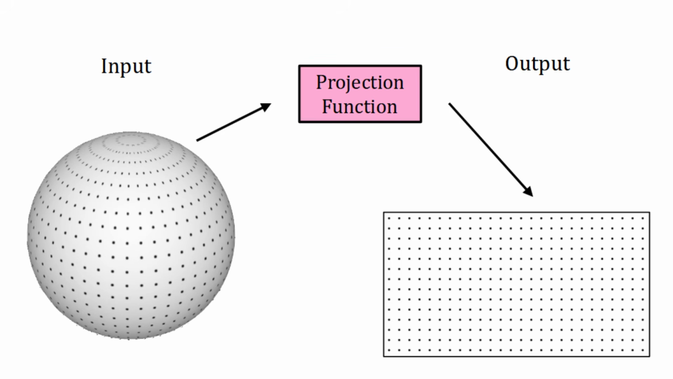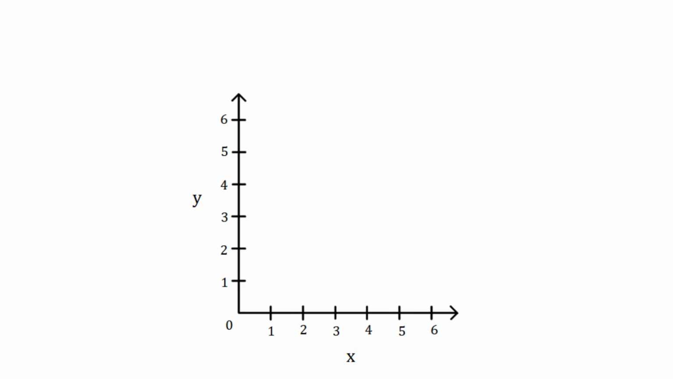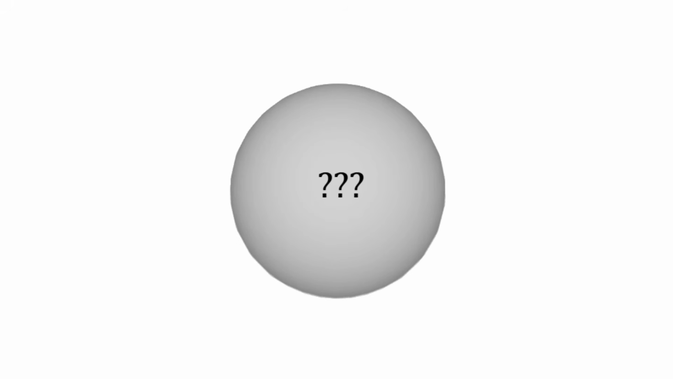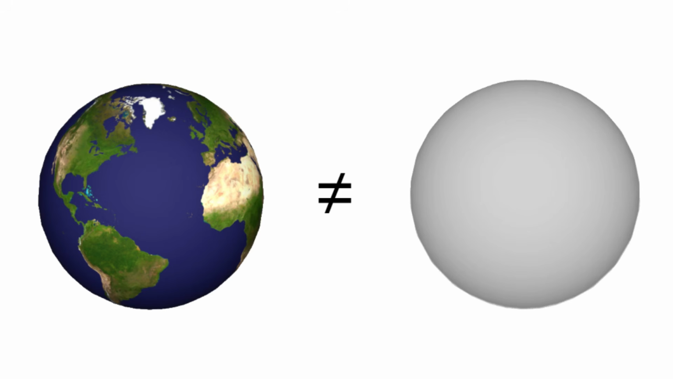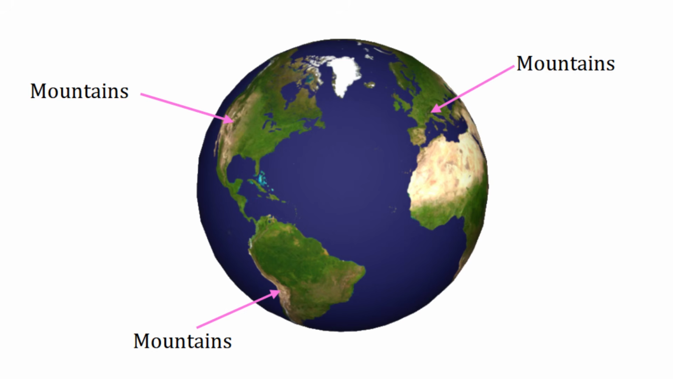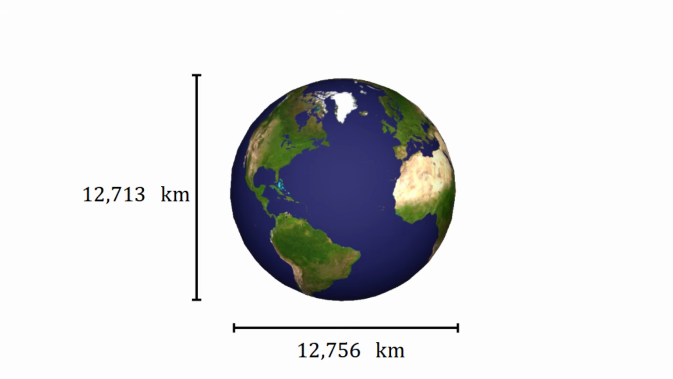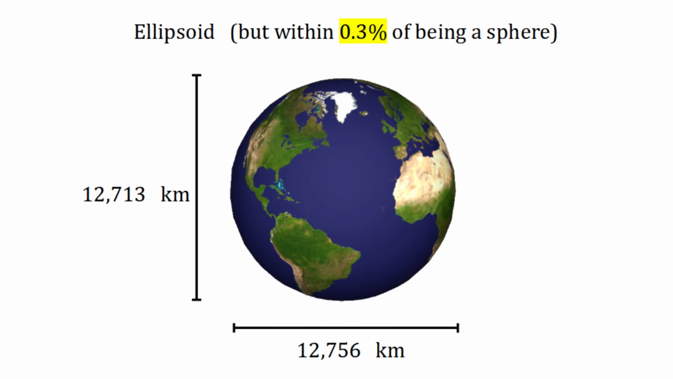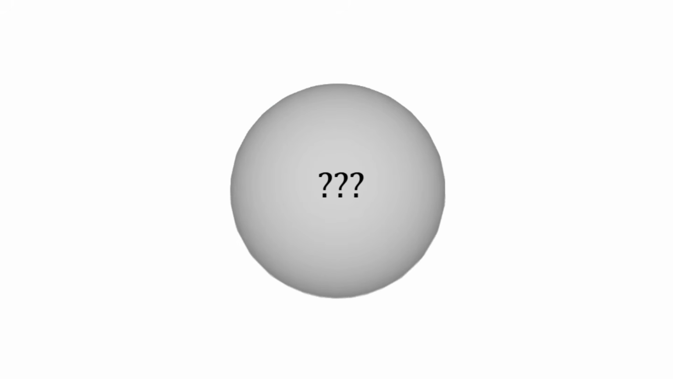plane as output. To represent points on the output plane, we can obviously use x and y coordinates, but what about the input sphere? Well, before answering that, it should be noted that Earth is not a perfect sphere. It has elevation changes all throughout, and it's also wider than it is tall. This makes it technically an ellipsoid, but it's so close to being a sphere that for most intents and purposes, it's fine to just call it a sphere. Going back to the question though, how do we represent points on the input sphere?